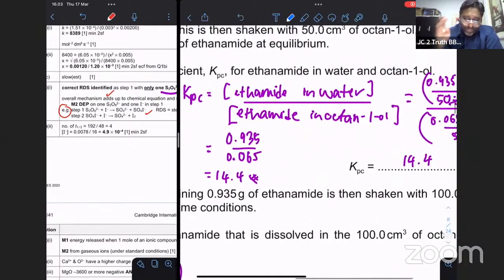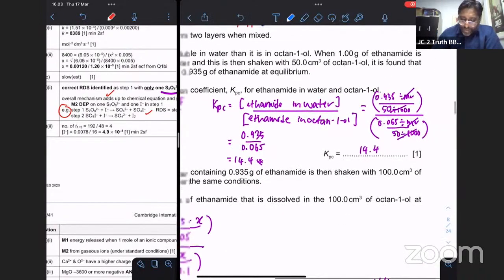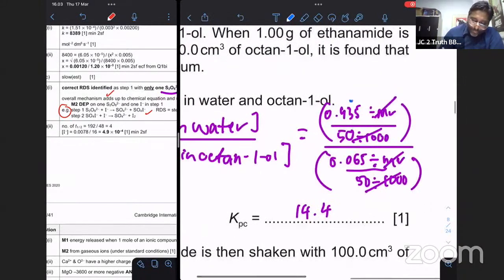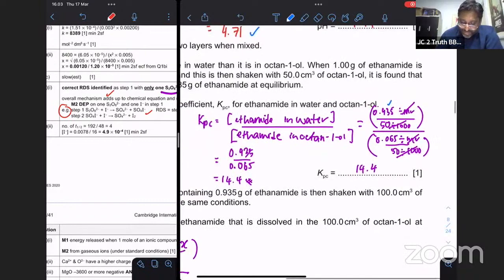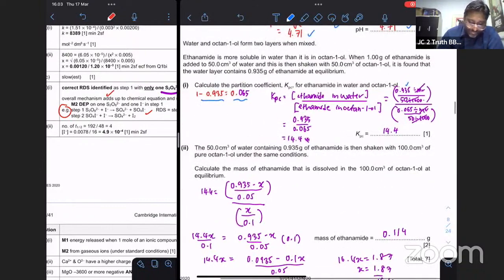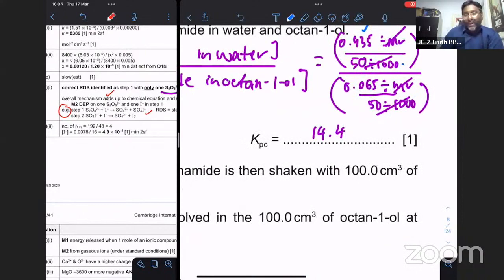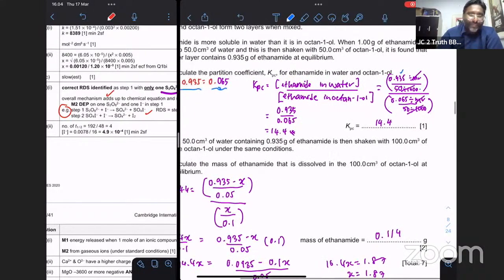I defined it as this: concentration of ethanamide in water divided by concentration of ethanamide in octan-1-ol. Of course, we count from the gram, so you need to change into mole, and then find it in terms of concentration. Here I put 0.935 divided by MR, but I don't put the MR value. I just put 50 divided by 1000, 50 cm cube changed into dm cube, and then you have 0.065, which is in octan-1-ol, divided by MR, and then divided by 50 divided by 1000, still 50 cm cube.